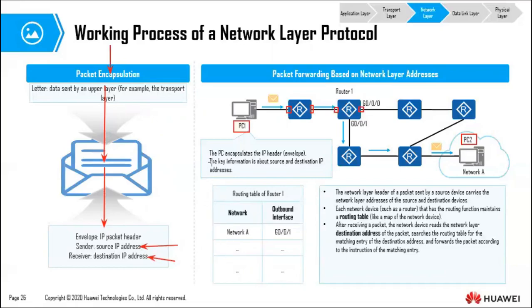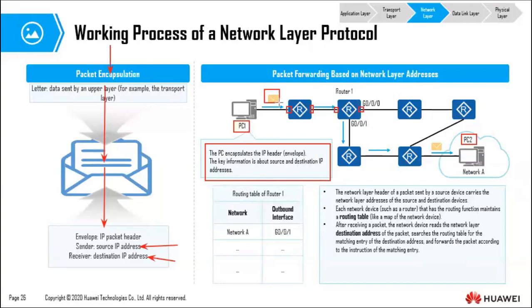The source IP address and the destination IP address. So that's the very first thing that happens on the network layer. Now, on the receiving end, see here. So the PC encapsulates the IP header. The key information is about the source and destination IP address.